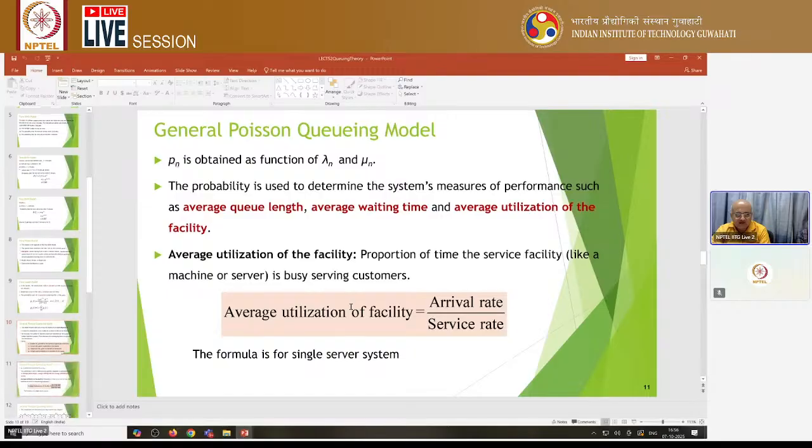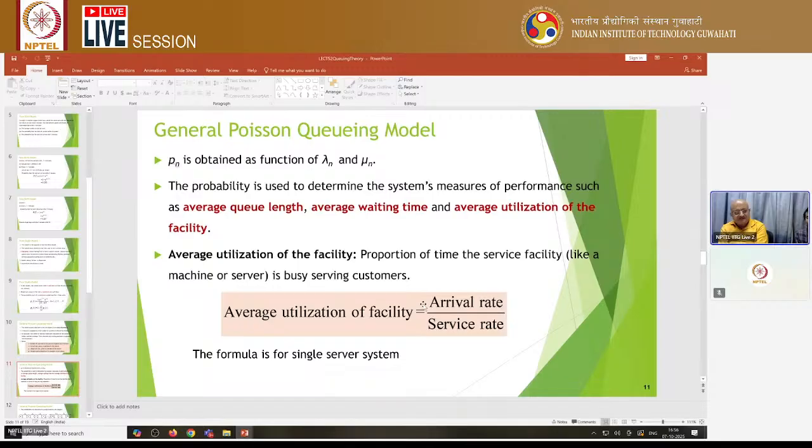Then the general Poisson queuing model, and utilization of a facility. A very simple question: if you know the arrival rate and the service rate, then arrival rate divided by service rate is the utilization of the facility. If the arrival rate is the same as the service rate, then it is 100% utilized. But most of the time you will not do that, because then the customer may get a lot of waiting time. Therefore the service rate is always more than the arrival rate.